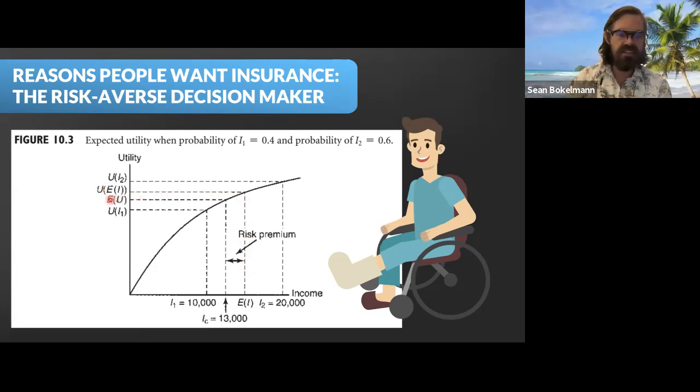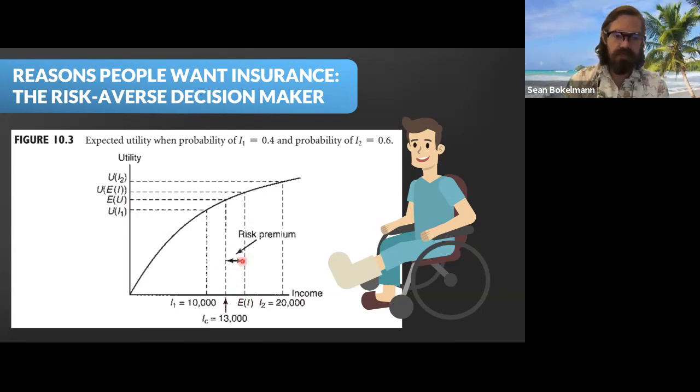Now, the next thing we'd want to do to think about this further is, what is the amount of income that would make this person receive this level of utility, this expected utility? Well, the way that we do that is we go from the calculated expected utility over to the utility curve, the utility function, and down to income. And that tells us the amount of income that would give them this level of expected utility. In this case, it would be $13,000, which of course is less than the expected income, which is $16,000.